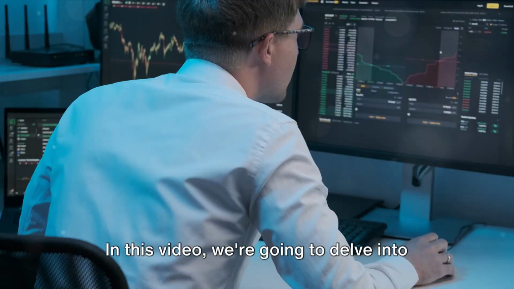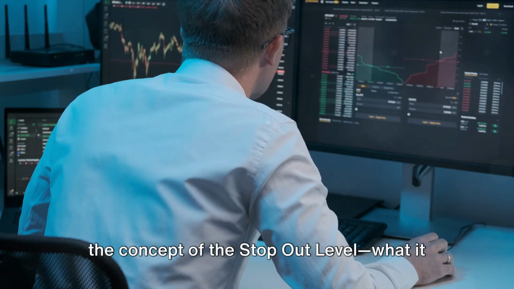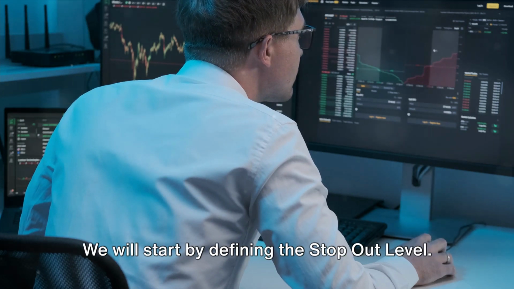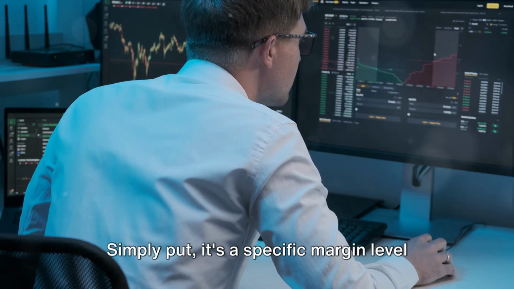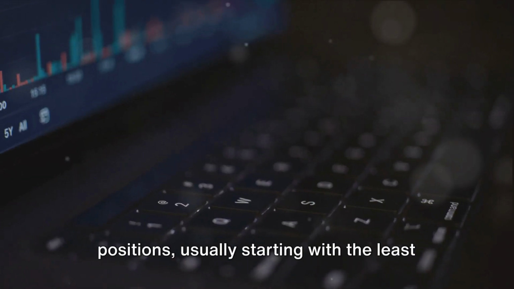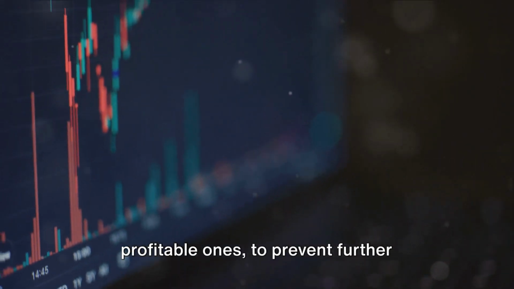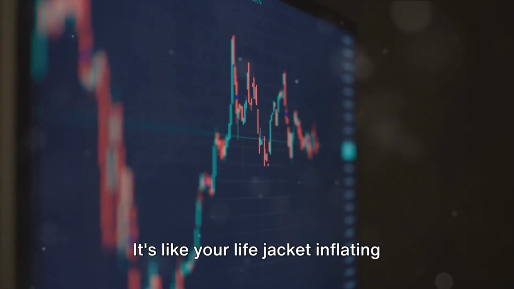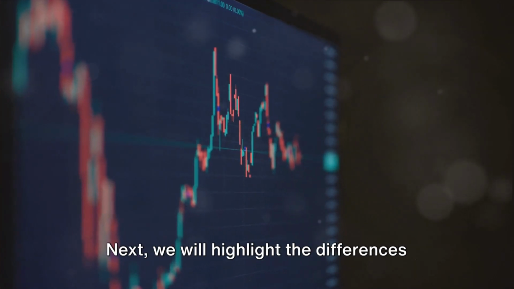In this video, we're going to delve into the concept of the stop-out level, what it is, why it's important, and how it works. We will start by defining the stop-out level. Simply put, it's a specific margin level at which a broker will start closing your positions, usually starting with the least profitable ones to prevent further account losses. It's like your life jacket inflating automatically when you start to sink.